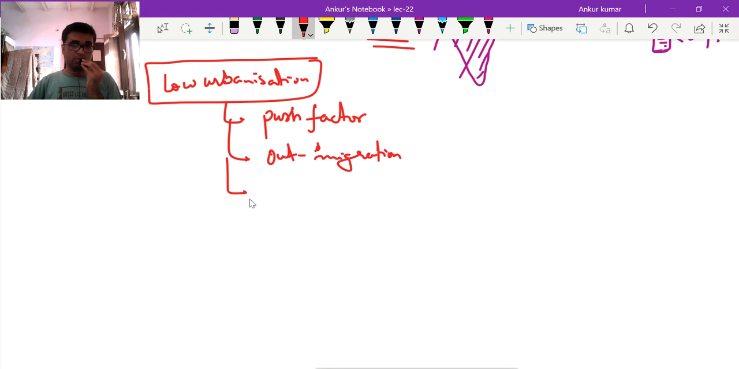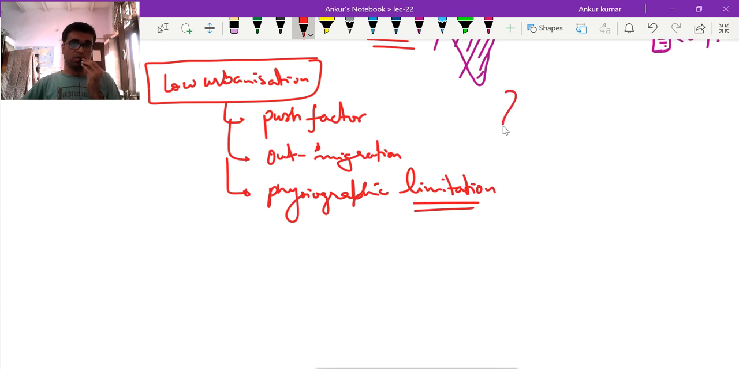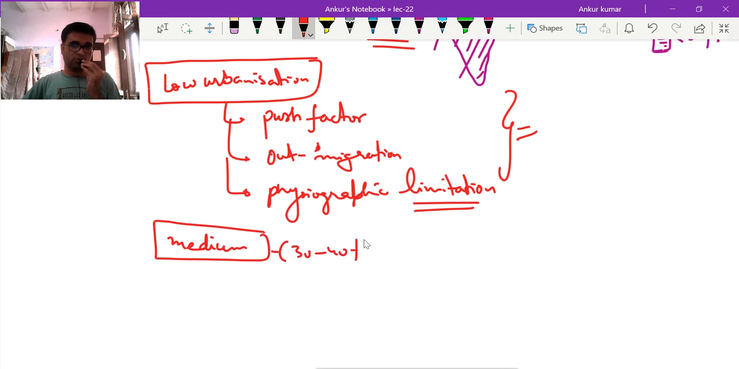Then the physiographic limitation, for example in the Northeast India, these are the main reasons for the low urbanization. Similarly, the 2-3 reasons can also be written, or one main reason actually for the medium urbanization, the urbanization where it is in the 30-40% range. Okay, it is basically these regions have multiple nuclei or the secondary cities.